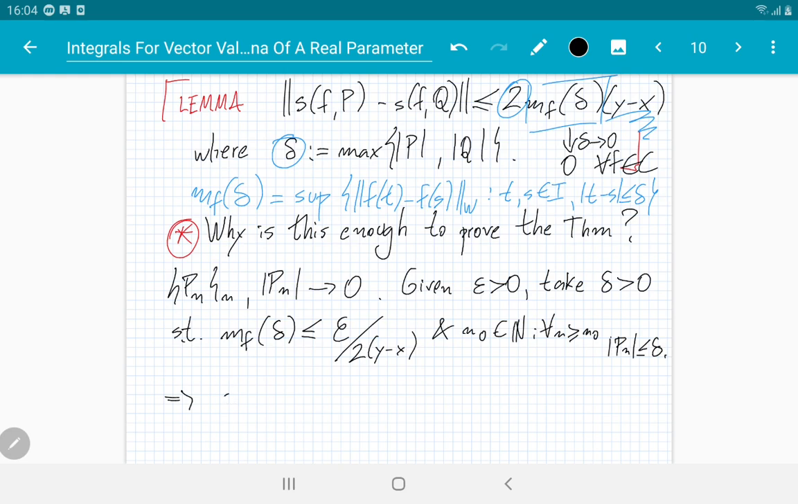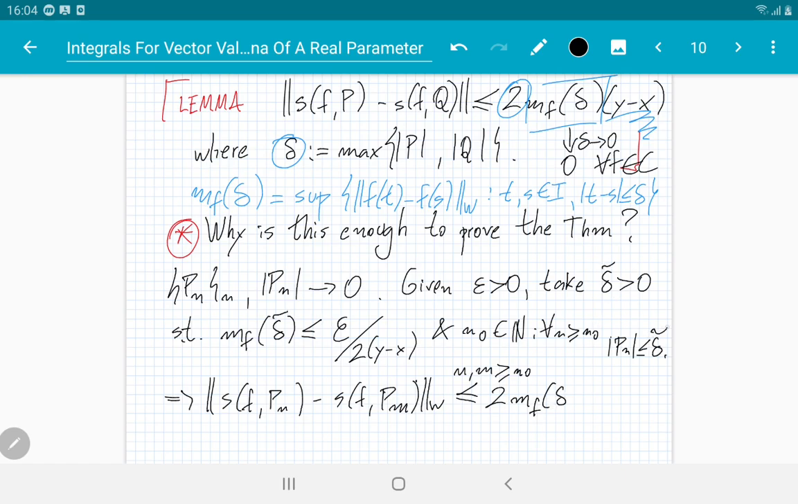Then what we have is that if I compare S(f, P_n) minus S(f, P_m), this is going to be less than, well, if both n and m are greater than n naught, this is less than 2 M_f of this delta that I just chose here. Let me call it delta tilde just to make it clear.